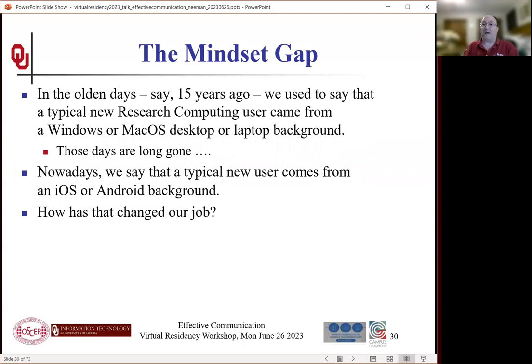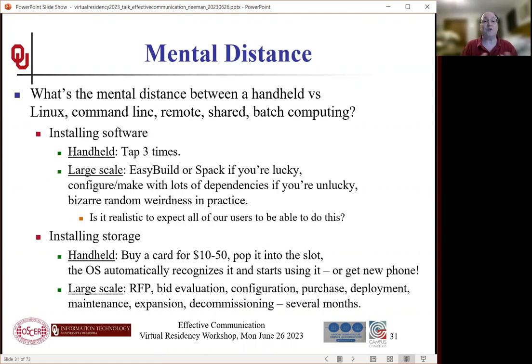I mentioned the laptop versus handheld thing. In the olden days, it was the laptop world. And in the laptop world, we were still pretty far from Linux, command line, remote shared batch, right? But now that it's handheld, that's way worse. It's way, way farther. So how does that change our job?